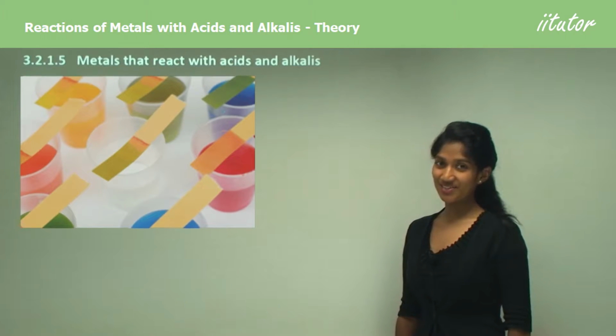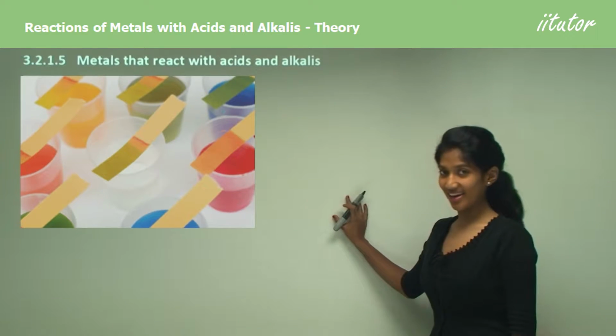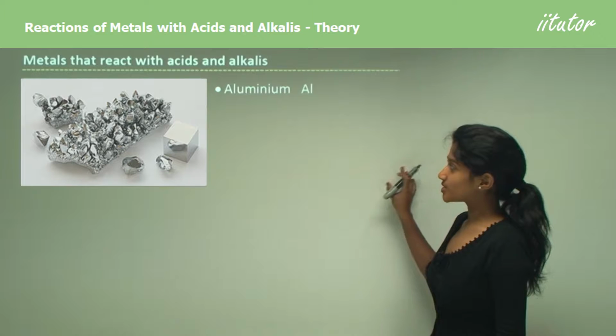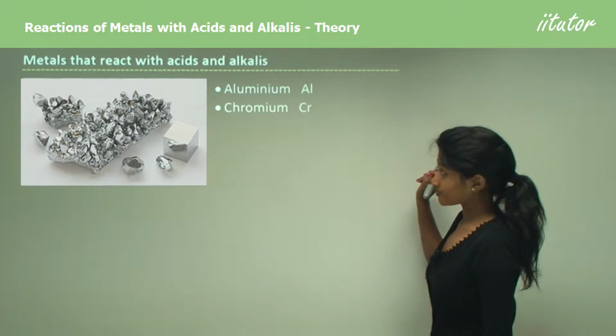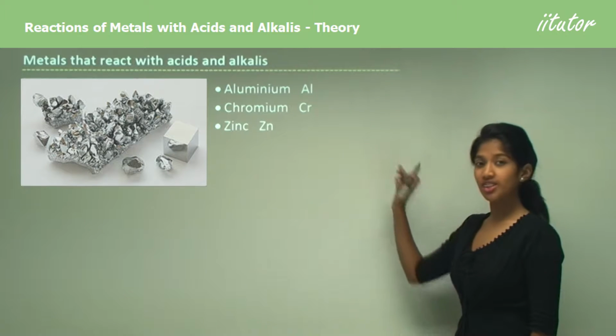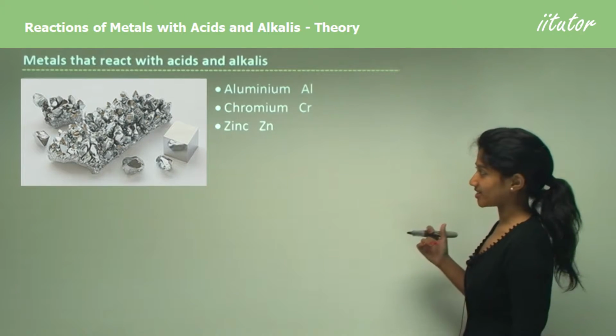Hello everyone. Today we will be learning about the metals that react with acids and alkalis. So first we'll look at what these metals are: aluminium, chromium and zinc. These are the three metals that react with both acids and alkalis.